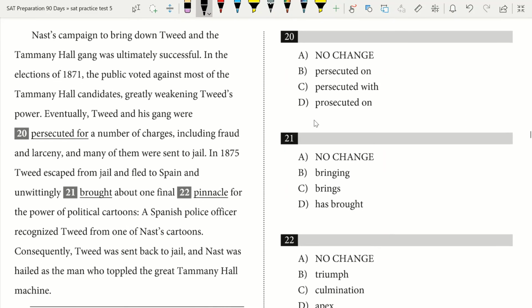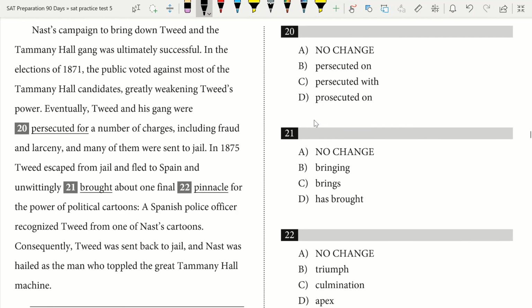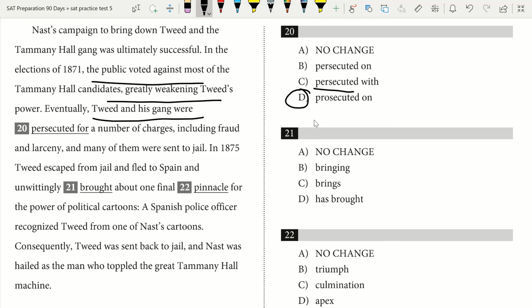We've got Nast's campaign to bring down Tweed and the Tammany Hall group was ultimately successful. In the elections of 1871, the public voted against the Tammany Hall candidates, greatly weakening Tweed's power. Eventually, Tweed and his gang were persecuted for it? No, persecuted would mean, I believe it means killed. So no, they were not persecuted for a number of charges. They were prosecuted on a number of charges. And I've seen persecuted versus prosecuted, I think, on another practice test as well, if I'm not mistaken, which I could be. I don't think I am, though. So this is really an important distinction to understand, persecuted versus prosecuted. When someone's brought up on charges or put on trial, that's prosecuted.